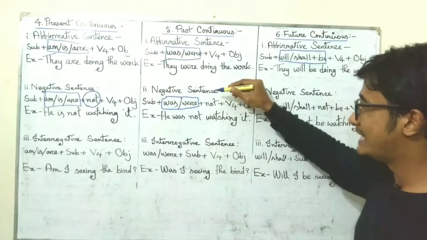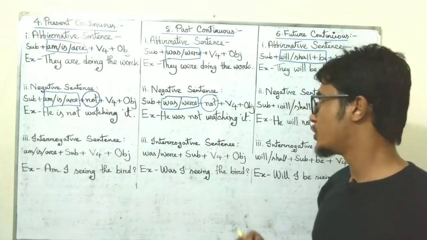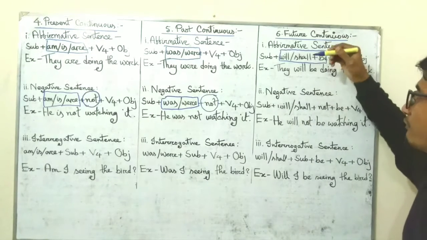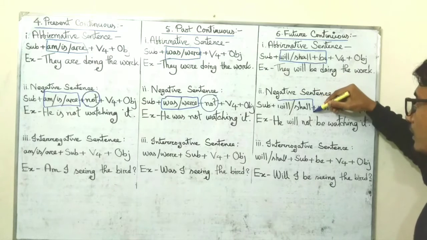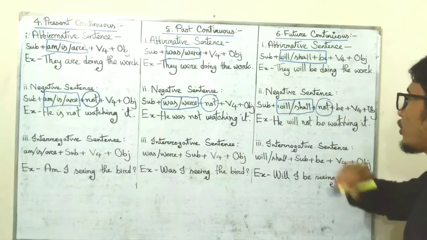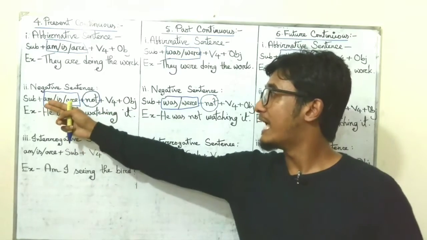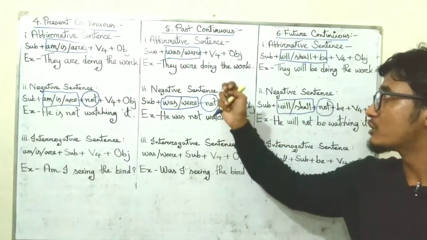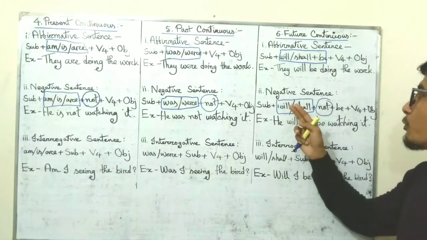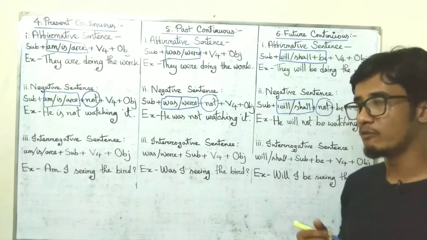Was or were, immediately after the auxiliary verb, a negative word, not. Was or were plus not. And finally, in the negative sentences of future continuous similar to affirmative sentences, will or shall, and after will or shall, not, a negative word. So in negative sentence of present continuous, am, is, are. In negative sentence of past continuous, was, were. In negative sentence of future continuous, will or shall. And after auxiliary verb, a negative word, not, in every word.